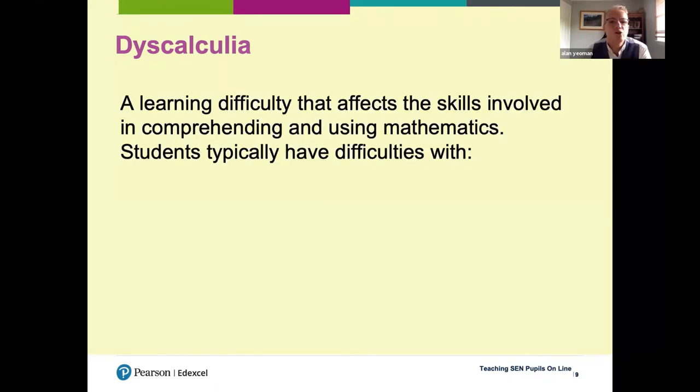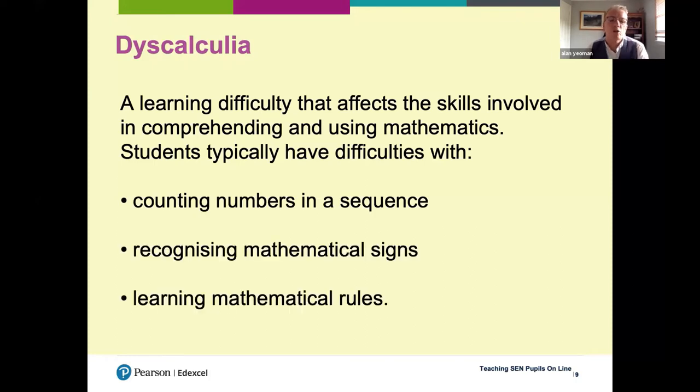Dyscalculia, very similar, but related to numbers. Okay? We'll see lots of the same things going on as we saw with dyslexia. They can't count in sequence. We can all go 1, 2, 3, 4. We can even be really clever and start 63, 64, 65. We could do it backwards. We can probably all do it in 2s or 10s if we wanted.